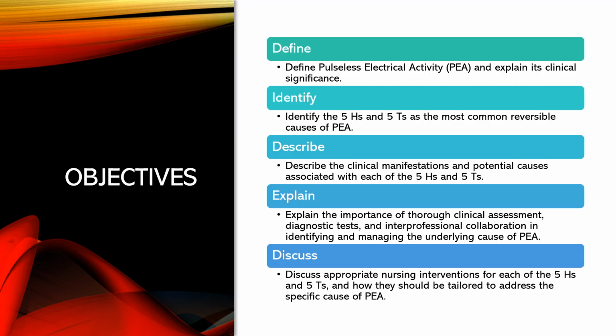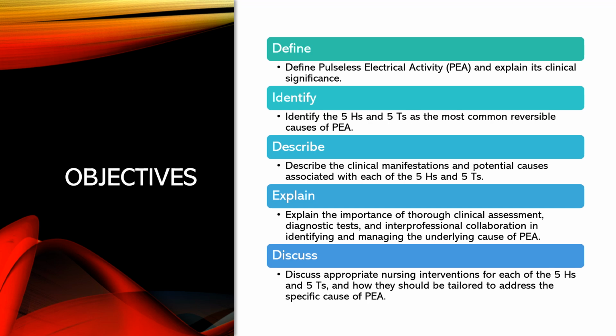These are the objectives for this presentation. You'll be able to define pulseless electrical activity, PEA, and explain its clinical significance. Identify the 5 H's and 5 T's as the most common reversible causes of PEA. Describe the clinical manifestations and potential causes associated with each of the 5 H's and 5 T's.